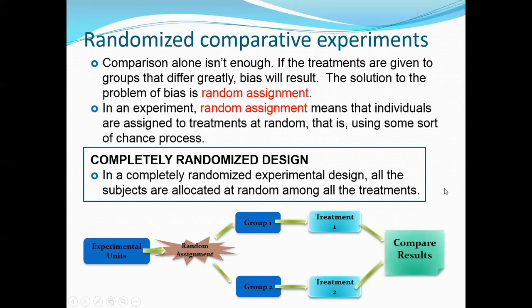So we have the experimental units, our random assignment into group 1 or group 2, which is treatment 1 and treatment 2. And then we can look at the response and compare the results.